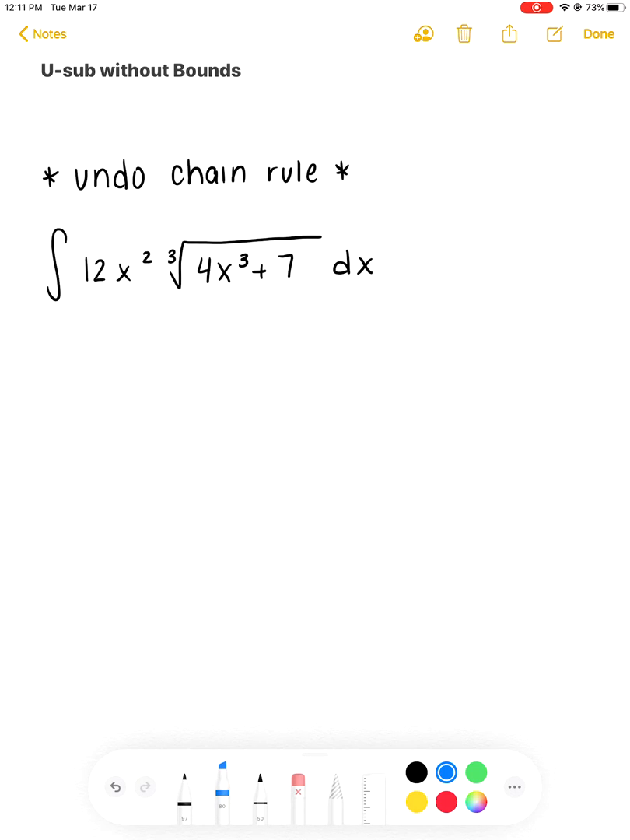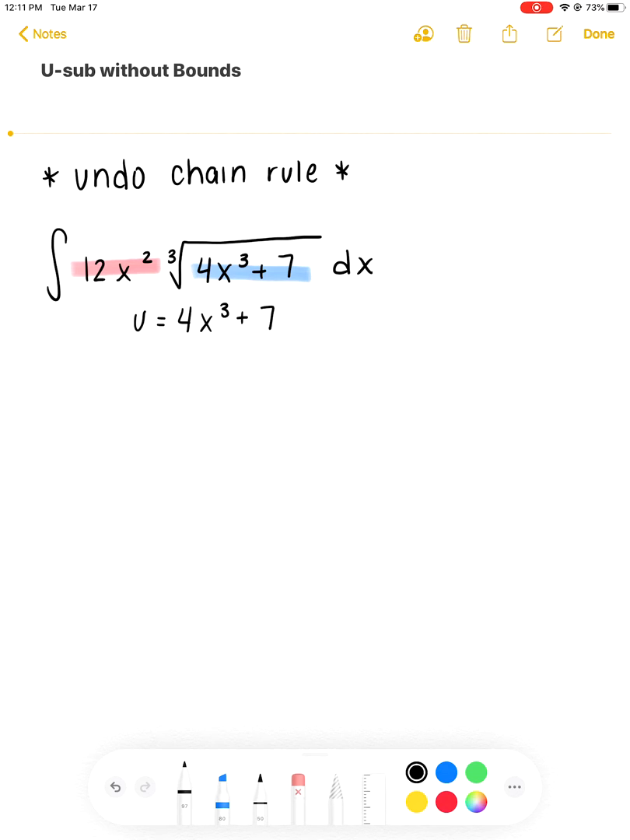So what I'm going to do is if I look at this 4x cubed plus 7, I notice that the derivative of 4x cubed plus 7 is 12x squared, which is in my equation. So I'm intentionally going to pick a u. I'm always going to pick a u that is something I have the derivative of in my integral.